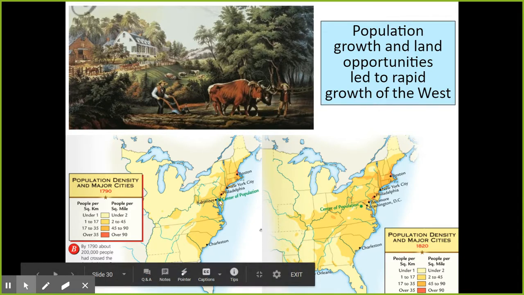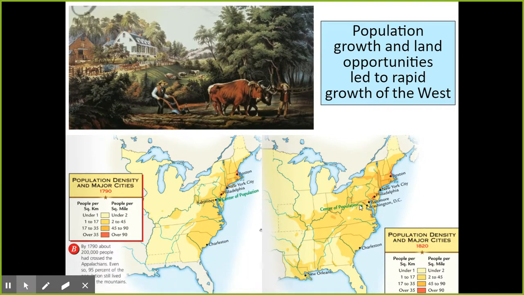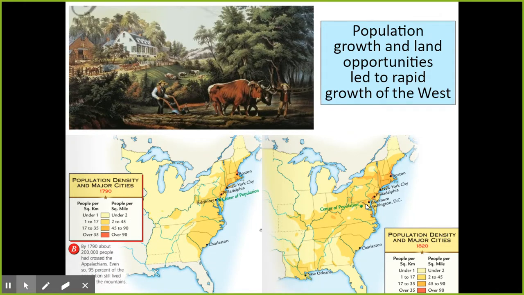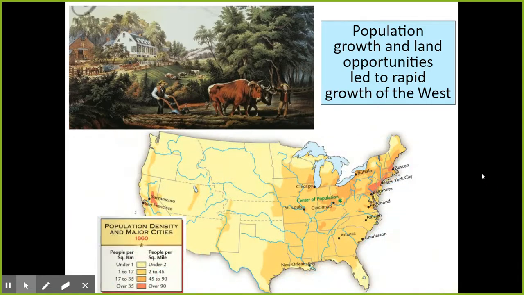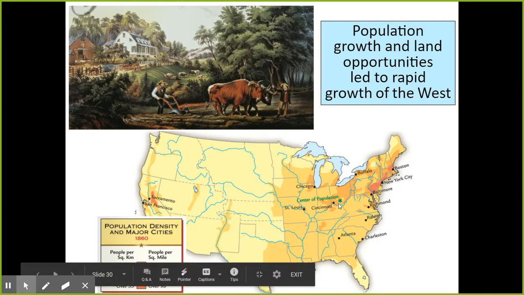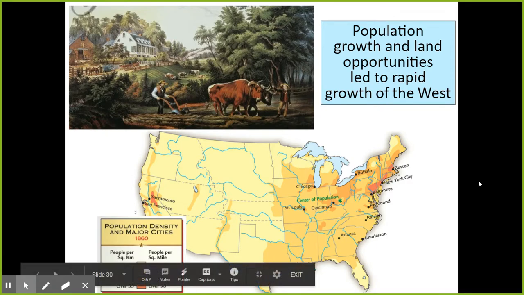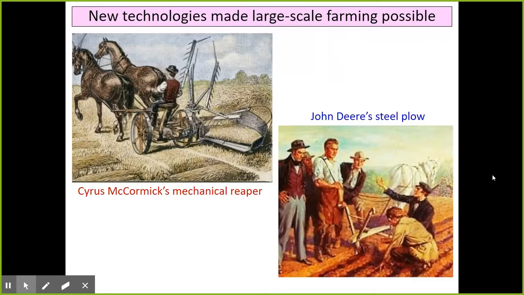Notice we have the center of population. So this is the center of population in all of the United States. It's to the east of Baltimore. And within 30 years, the midpoint of the population in our country is now farther out into Virginia. It looks to be a couple of 100 miles from Baltimore now. And then by 1860, the population center again moves all the way out to Ohio. So we're beginning to see more and more people moving westward. And why? Because of opportunity.